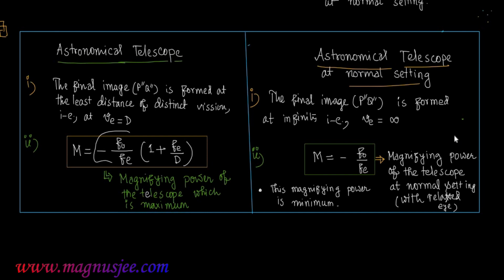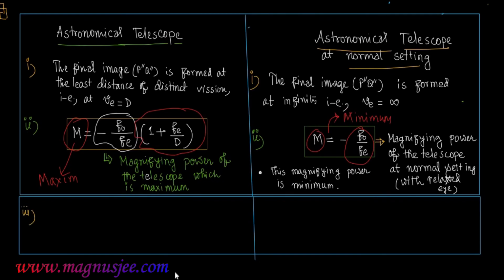In this case, for the astronomical telescope, M is the product of minus FO by FE into 1 plus FE by D. But for the astronomical telescope at normal setting, M is only minus FO by FE. So for the astronomical telescope, magnifying power is maximum, but for the astronomical telescope at normal setting, M is minimum.